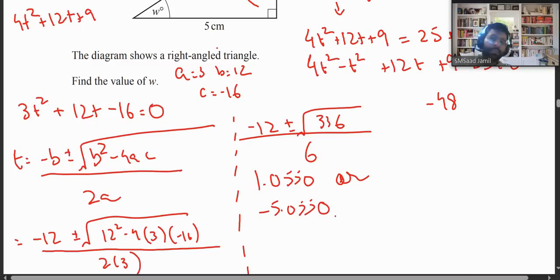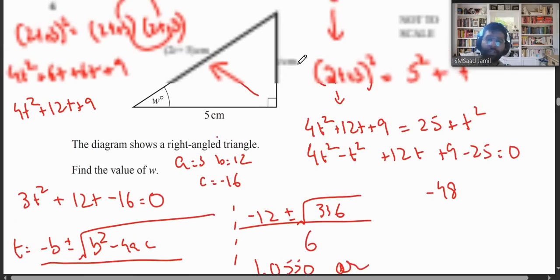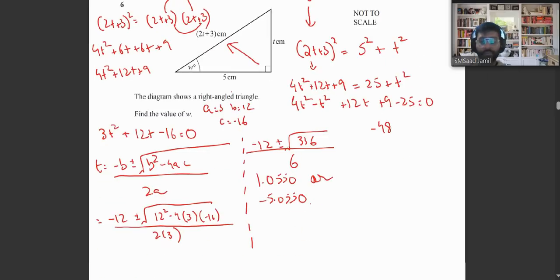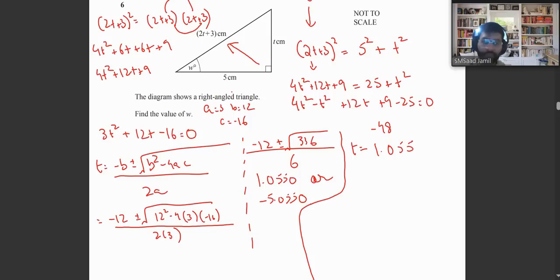Now look, guys, these are the values of t, and since t is like the height over here, it cannot be negative. That's common sense, if it was only that common. Anyways, so we will choose the value of t as 1.055. Now it says find the value of w.